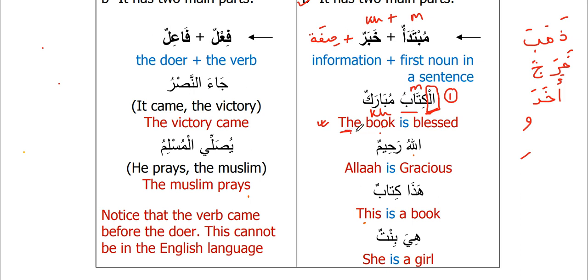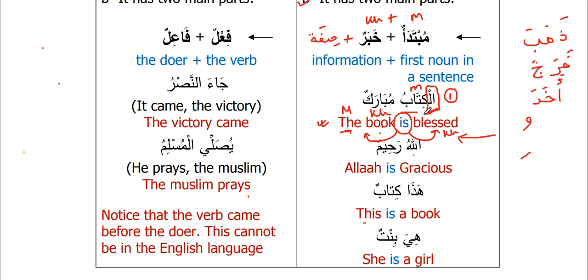Now another trick to understand the mubtada and khabar is: anything after is khabar, anything before is mubtada. Remember that. So in English, the mubtada is written from left to right, and in Arabic, it's from right to left. Remember that. This trick will help you translate the Arabic sentence into English or an English sentence into Arabic.